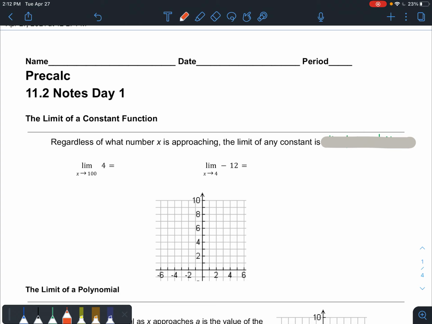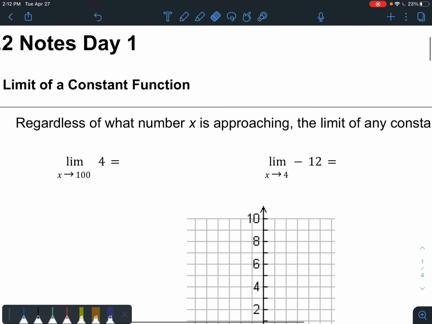Starting with the limits of a constant function: regardless of what number x is approaching, the limit of any constant is the constant. So for instance, the limit as x approaches 100 of 4 is 4.